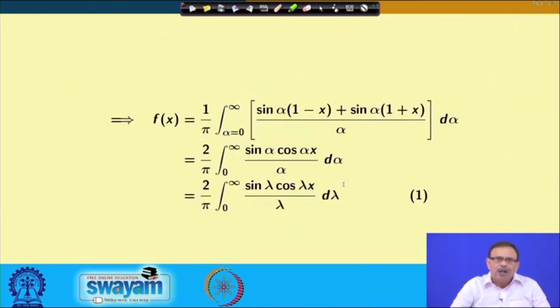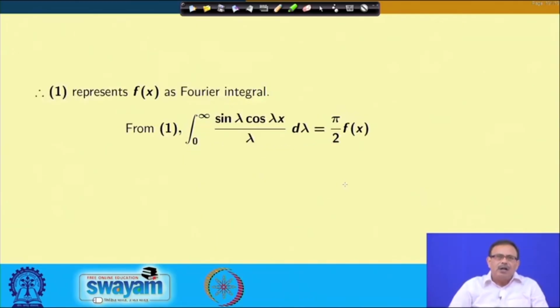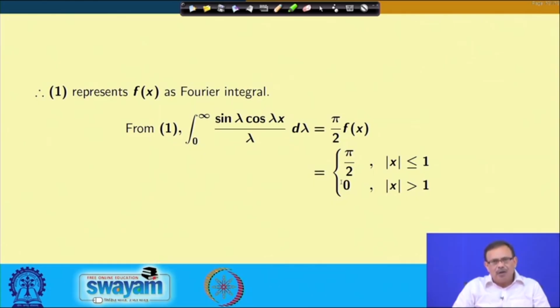Again, from this one I can write that the value of the integral is nothing but pi by 2 into f(x), and you know what f(x) is. f(x) is 1 for mod x less than 1. Therefore, the value of the given integral will be pi by 2 whenever mod x is less than 1, and it is 0 whenever mod x is greater than 1. So, this particular example shows how a function can be represented in terms of the Fourier integral, and using that, how to find the value of some integration.